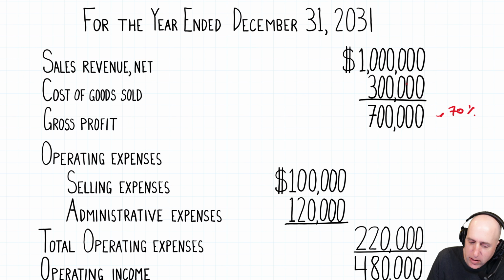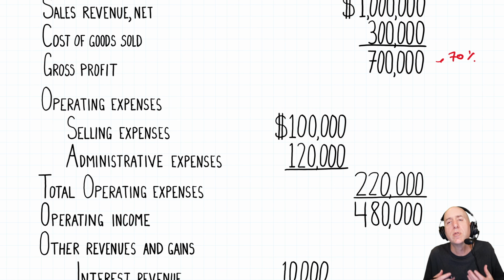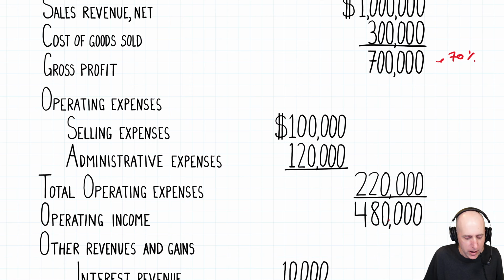Okay, sales minus COGS is gross profit, minus operating expenses is operating income, a key number, income generated by the day-to-day business, whatever we're doing. If we're Walmart, we're in the business of selling products, right? Selling inventory at a markup. That's what we're up to, and this is how much we've made in operating income. Our day-to-day business has generated $480,000.